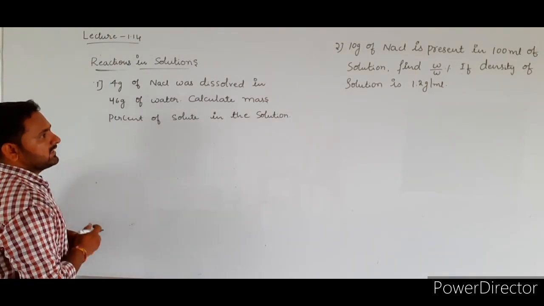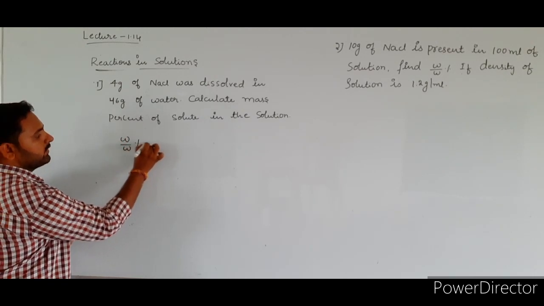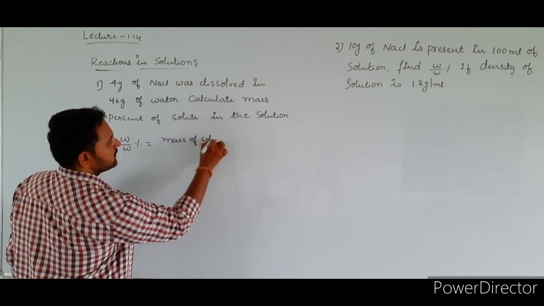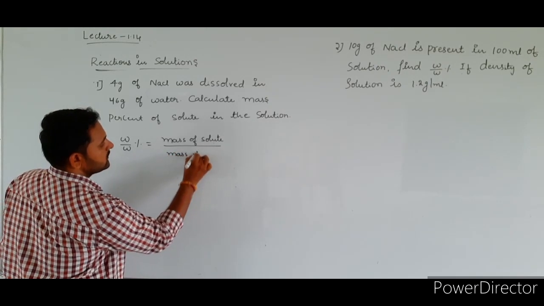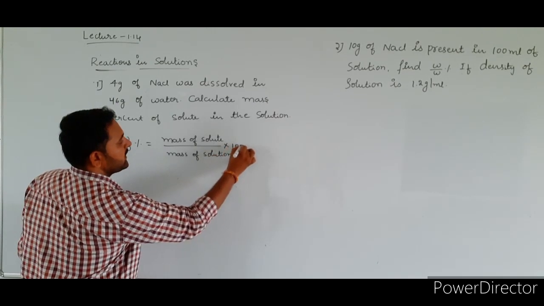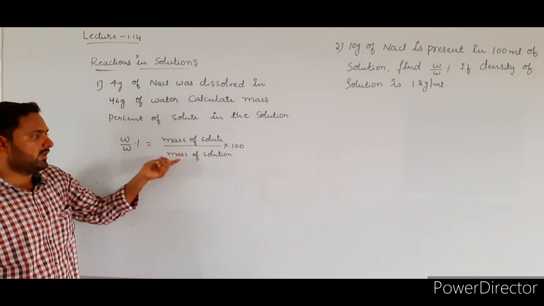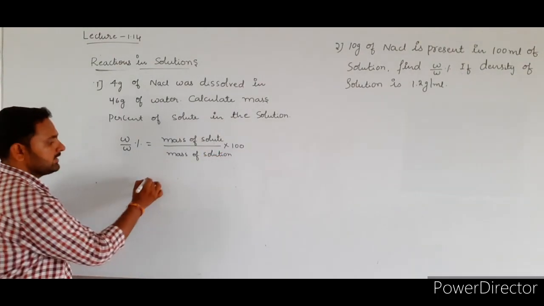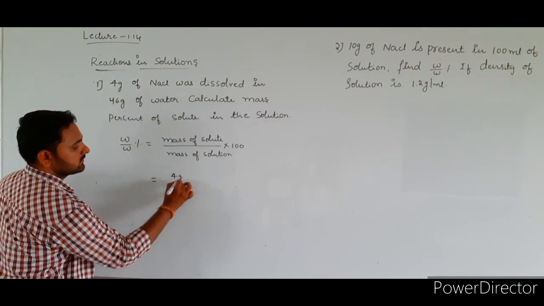Now write the mathematical expression of mass percent. Mass percent is equal to mass of solute divided by mass of solution into 100. This is the mathematical expression. Now let us calculate. What is the mass of solute? The mass of solute is 4 grams.